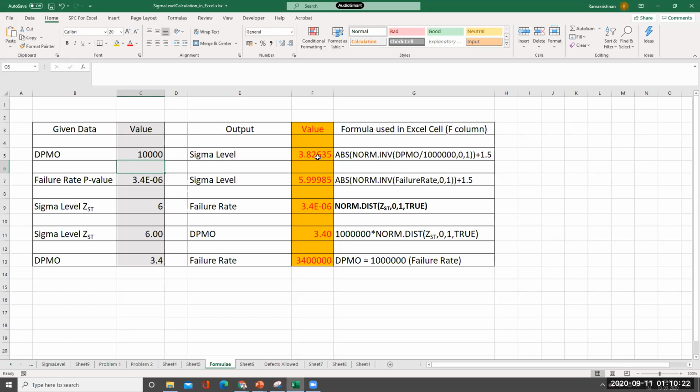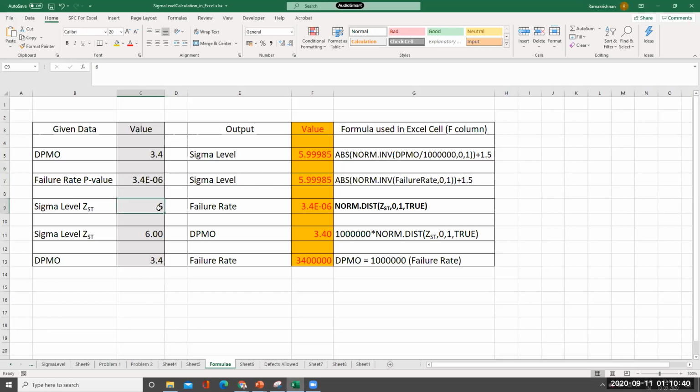So 3 is very poor. I must have a minimum of 6 sigma level, right? For 6 sigma level, it is 3.4. I know that. Therefore, I am substituting 3.4. I must get 6 sigma. I'm getting it, right? Here failure rate is 3.4 into 10 power minus 6. I'll get the same value.